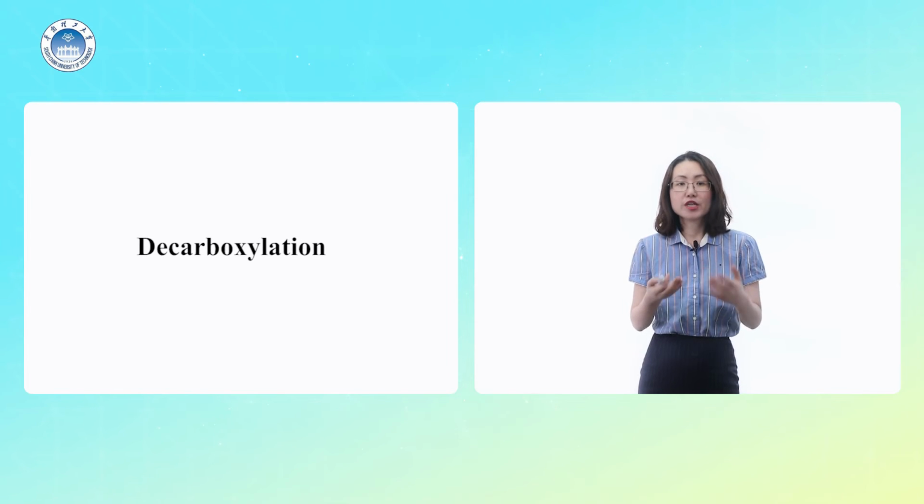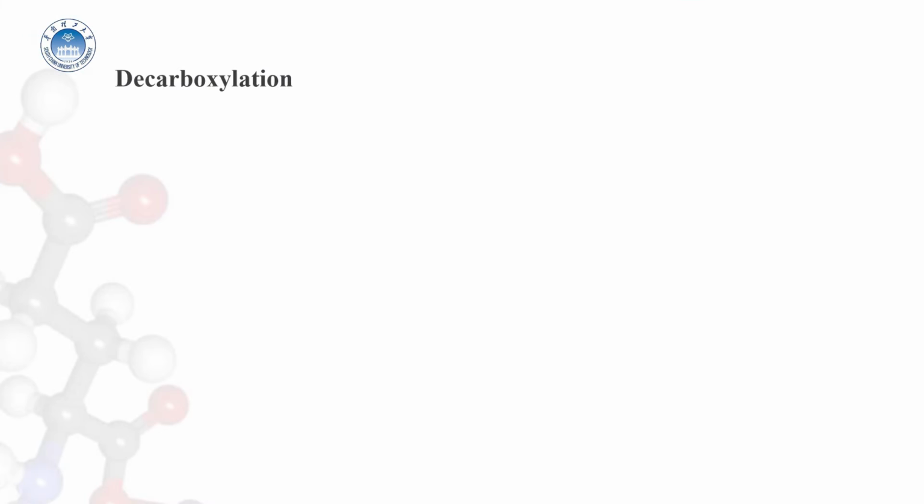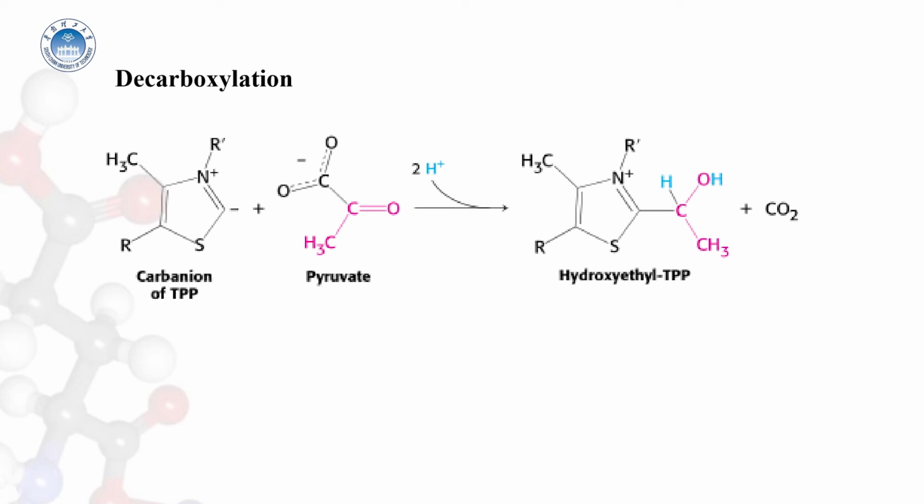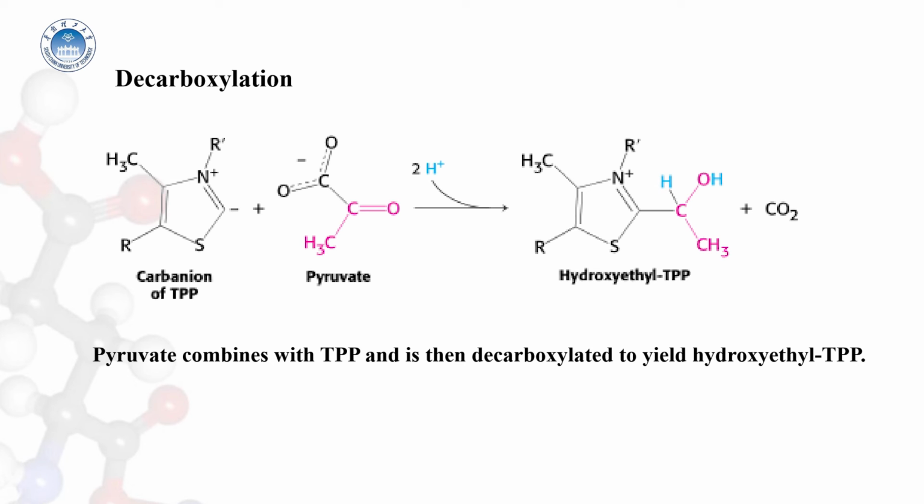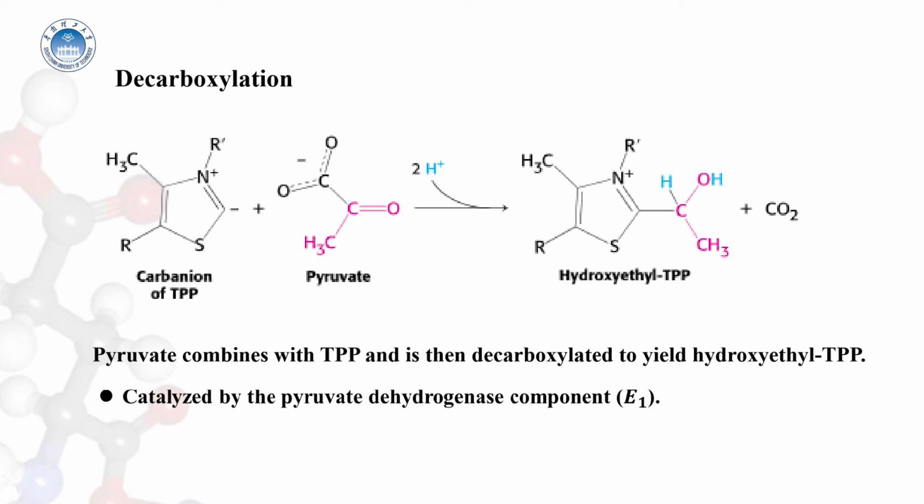So let's talk about the decarboxylation. Let's look at the decarboxylation process in the conversion of pyruvate to acetyl-CoA. In this process, pyruvate combines with TPP and is then decarboxylated to yield hydroxyethyl TPP. This reaction, the rate-limiting step in acetyl-CoA synthesis, is catalyzed by the pyruvate dehydrogenase component, short for E1, of the multi-enzyme complex.